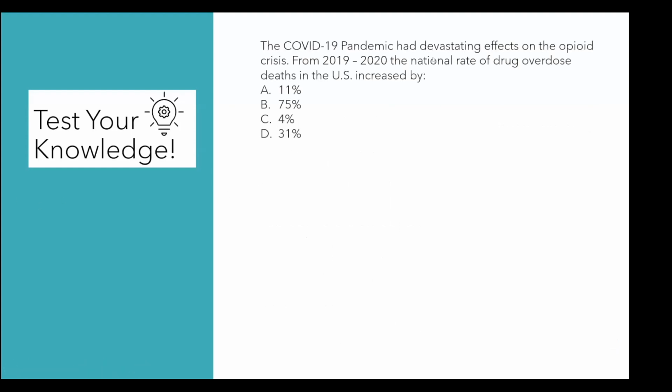So we have another test your knowledge. The COVID-19 pandemic had devastating effects on the opioid crisis. From 2019 to 2020, the national rate of drug overdose deaths in the US increased by: A, 11%; B, 75%; C, 4%; or D, 31%. And the answer here, hopefully you got this right, I talked about this in the timeline. It is D, 31%.